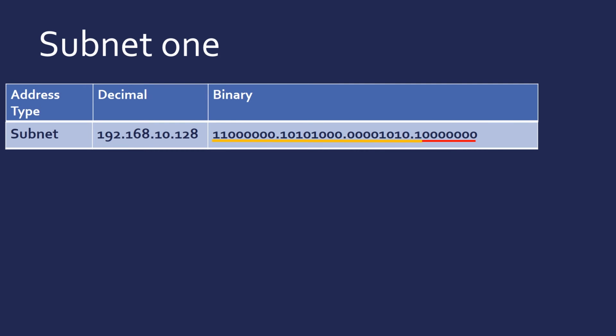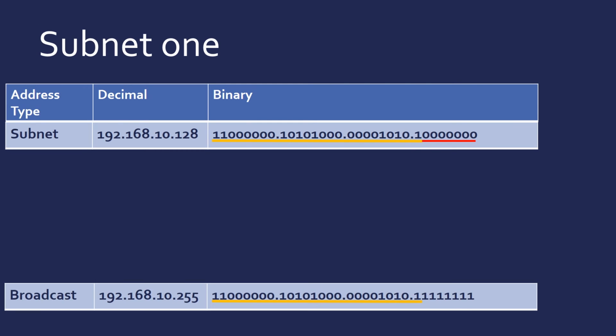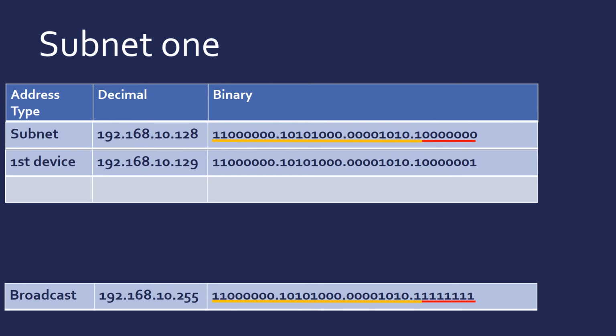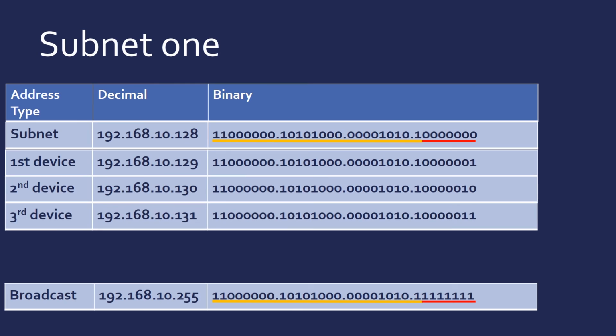We can work through a similar process for subnet 1. Setting all the host bits to 0 gives a subnet address of 192.168.10.128. If we set all the host bits to 1, that gives a broadcast address of 192.168.10.255. So the range of available device addresses is from .129 to .254.